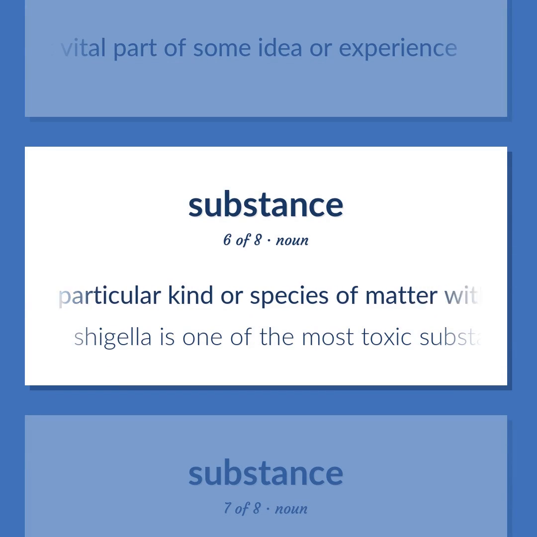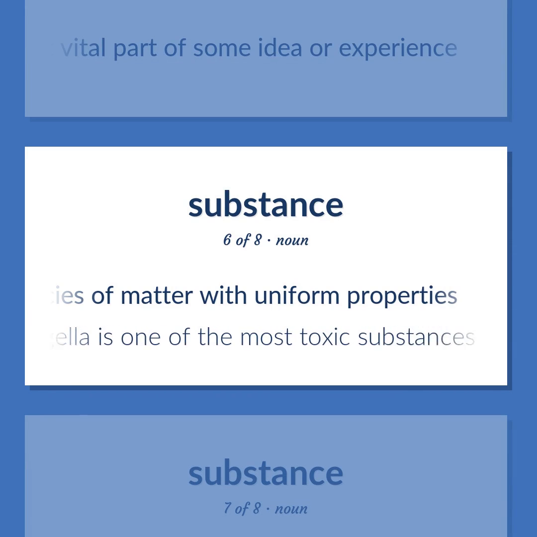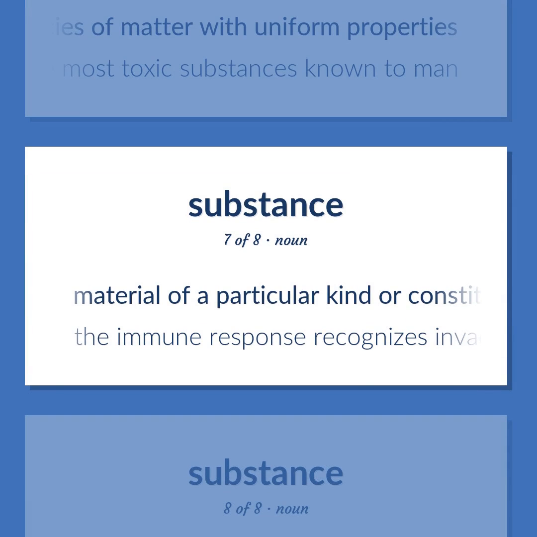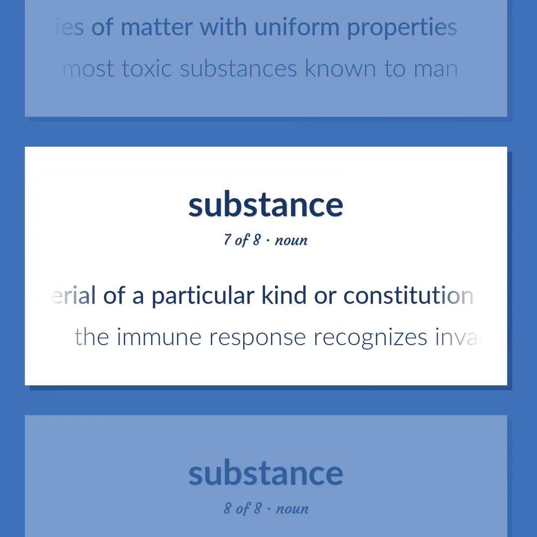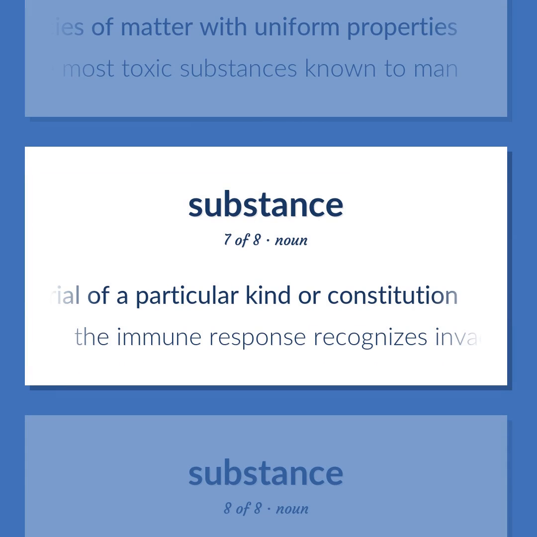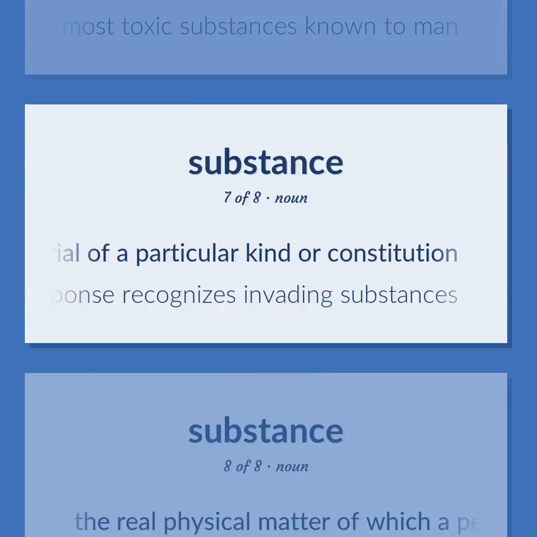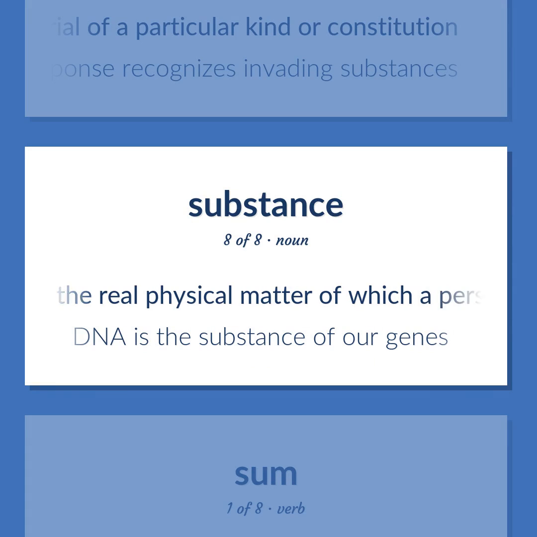A particular kind or species of matter with uniform properties. Shigella is one of the most toxic substances known to man. Material of a particular kind or constitution. The immune response recognizes invading substances. The real physical matter of which a person or thing consists. DNA is the substance of our genes.